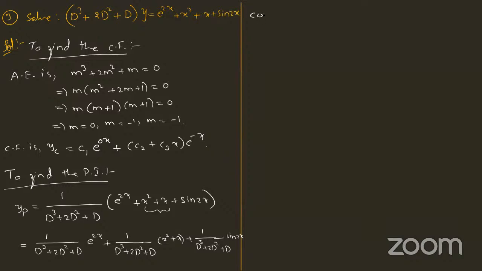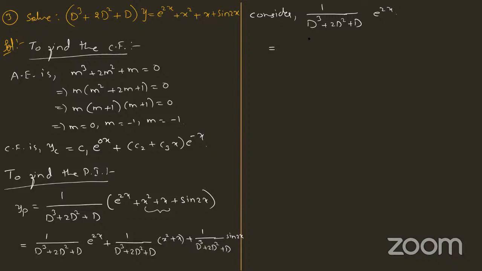Now, first of all, I'm considering the first one: 1 by D cube plus 2D square plus D operating on e power 2x. See what happens to this. Recall what we do when it is an exponential function. Directly we substitute D equals the coefficient of x in the power. So it is 2 here, right? Now directly let us substitute D equals 2.